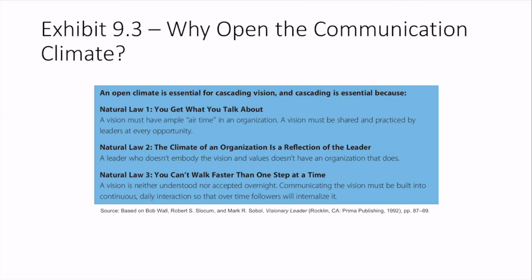And then natural law 3, you can't walk faster than one step at a time. A vision is neither understood nor accepted overnight. Communicating the vision must be built into continuous daily interactions so that over time, followers will internalize it. And that's true. It takes time.